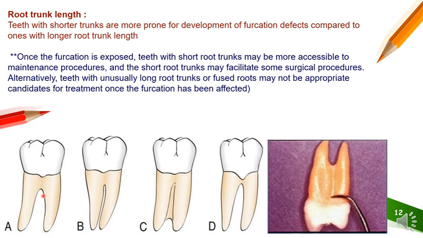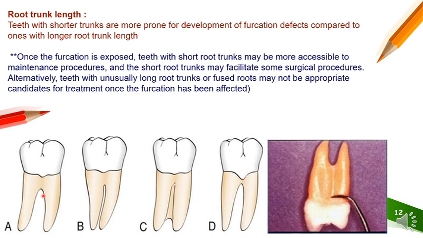Once the furcation is exposed, teeth with short root trunks may be more accessible to maintenance procedures, and the short root trunk may facilitate some surgical procedures. This is an advantage when it's exposed, because it represents an easily approached surgical procedure and is easily maintained clean by the patient.